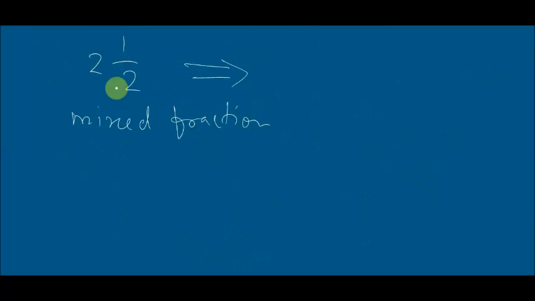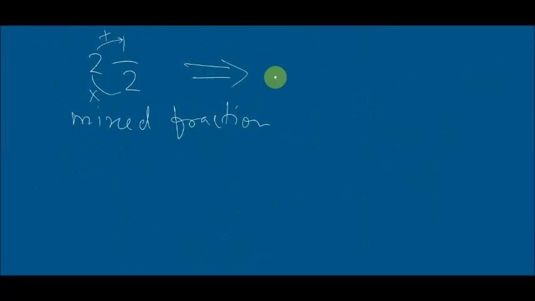This mixed fraction can be converted into an improper fraction. I have shown here 2 whole 1 upon 2. This is a mixed fraction, and we can convert it into an improper fraction. How? You multiply this denominator 2 with the whole part. What is the relation between this and 2? Multiplication. And what you get, you just add with this one. The result will be added to this numerator.